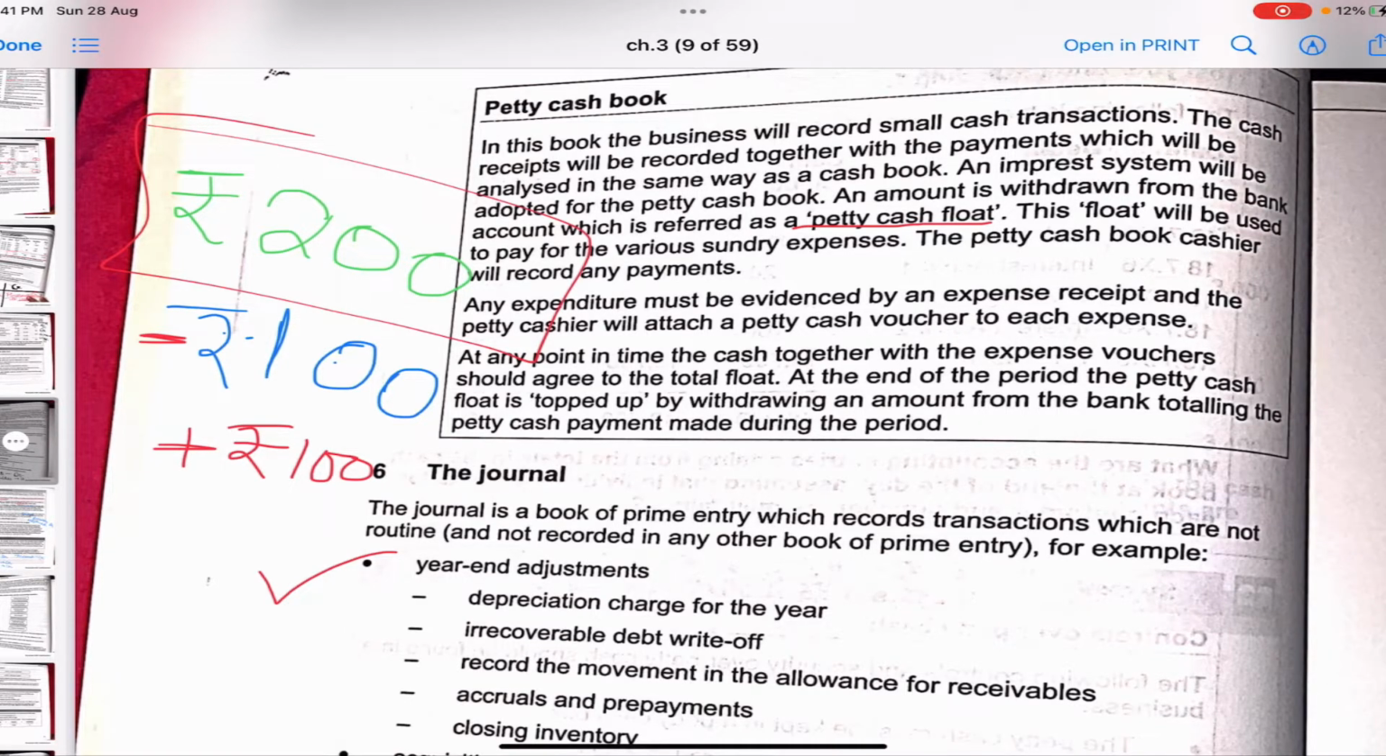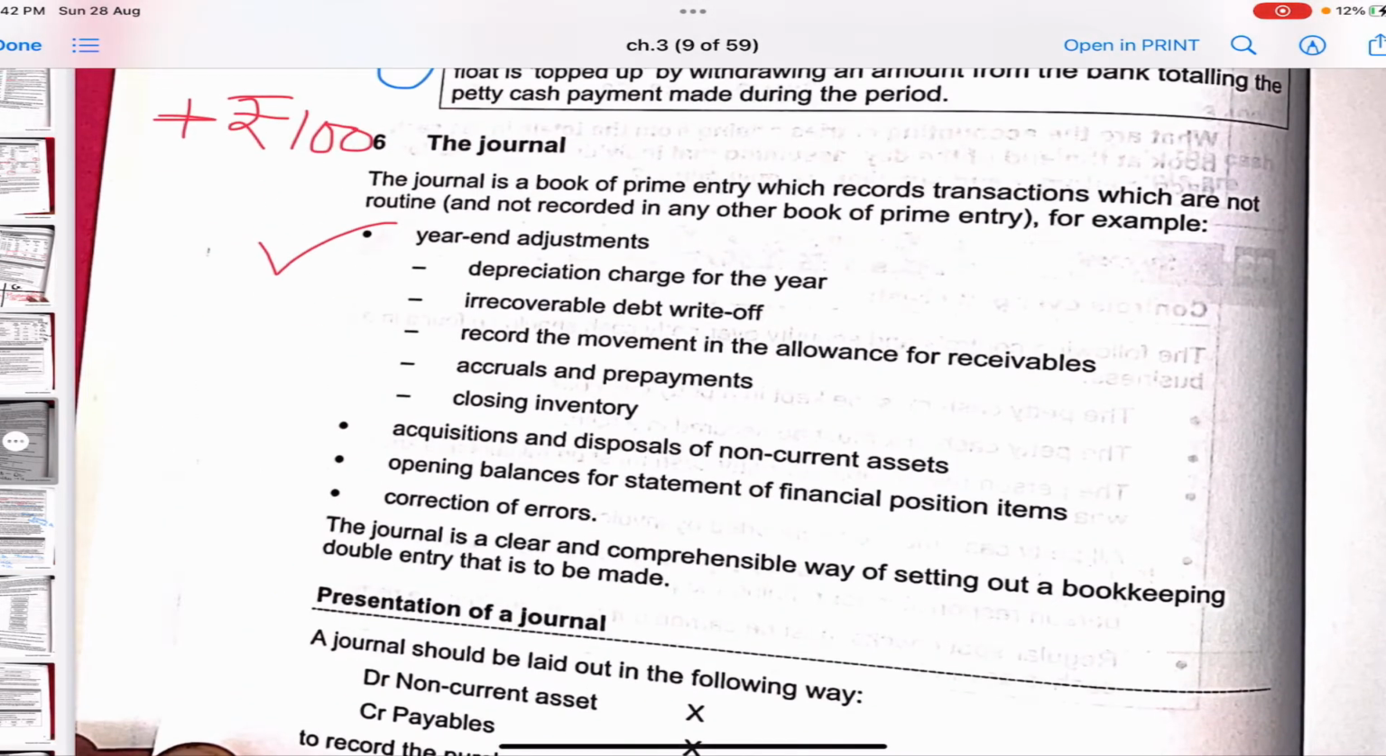So what is a petty cash float? The amount of money which we withdraw from the bank is known as a petty cash float. This float will be used to pay off the various sundry expenses. As we have withdrawn rupees 100 as petty cash, that is known as the petty cash float. So what do you understand by float? Float is nothing but the money which we withdraw from the bank, which we use for the expenses. By the end of the period, we recover the petty cash and recharge it, or top up the balance.